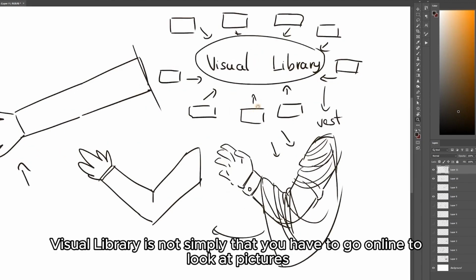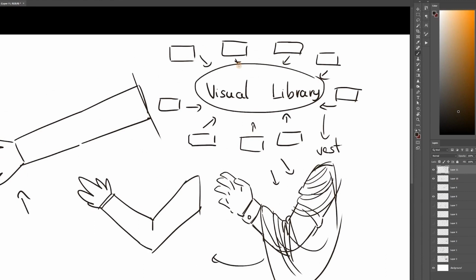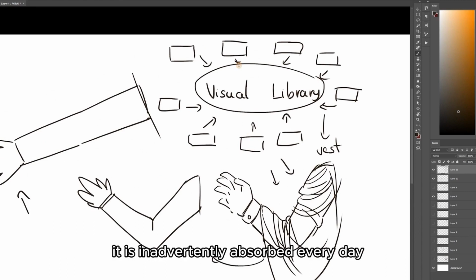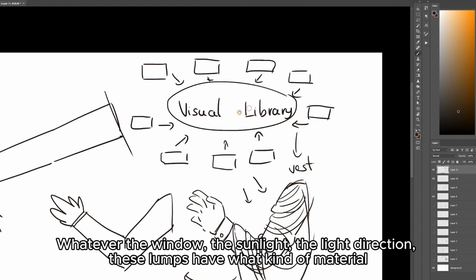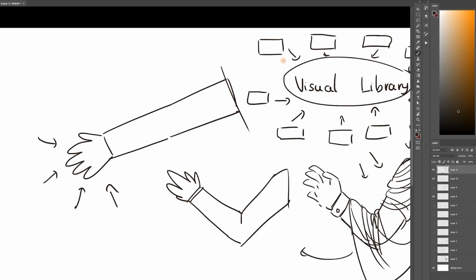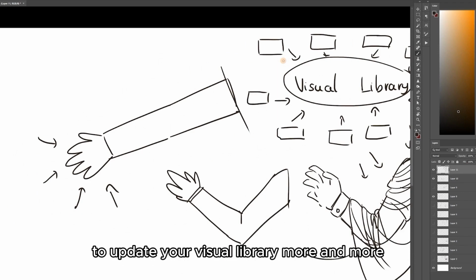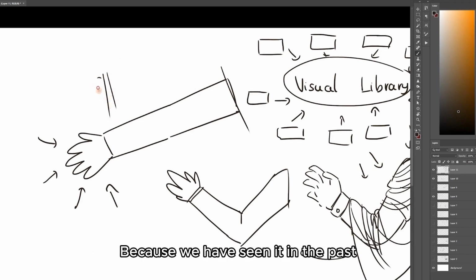A visual library is not simply that you have to go online to look at pictures. It is inadvertently absorbed every day. When we understand this term, we will pay more attention to everything around us. Whatever the window, the sunlight, the light direction, what kind of material these lumps have. You also have to pay more attention to update your visual library more and more, so that when you draw those things, you will draw better than others, because we have seen it in the past.